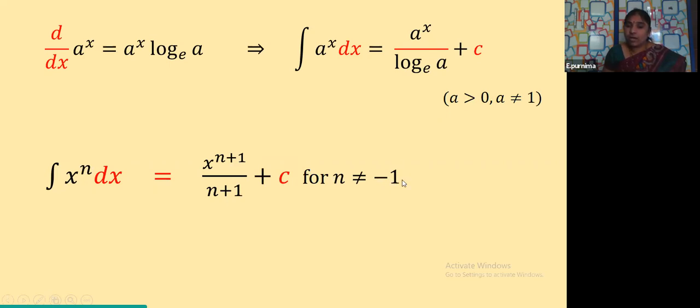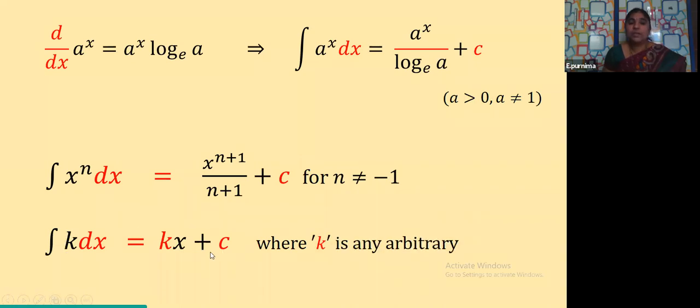Why am I saying n not equal to minus 1? Because if n is equal to minus 1, the denominator becomes 0, so it becomes undefined. To avoid that, n should always be not equal to minus 1. Clear? And the next one is integral k into dx, where k is any constant. If k is any constant, then what is the integral of that? kx plus c.